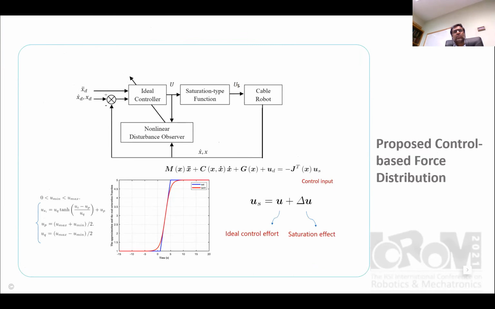In this situation, the saturation type function works as a big disturbance on the system and may affect the tracking performance of the robot. Because of this, in our proposed control-based force distribution, we estimate the effects of this disturbance, and then we compensate it with our controller.